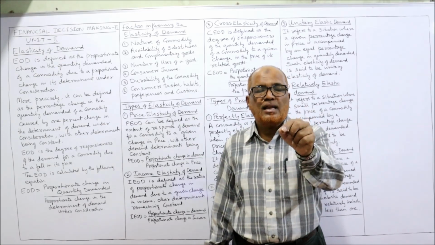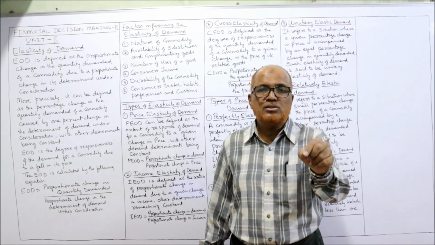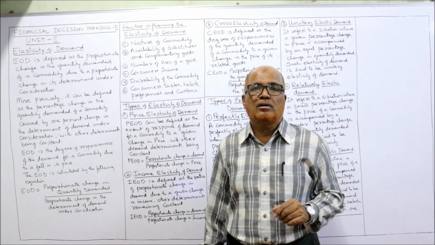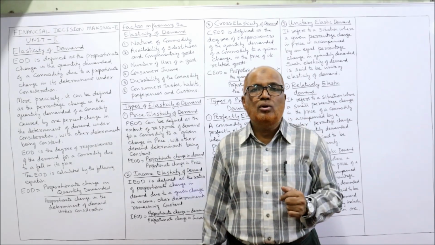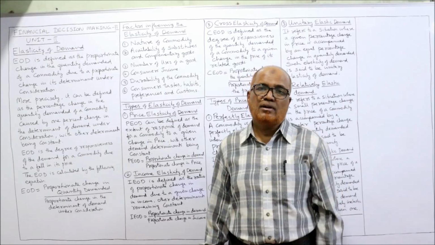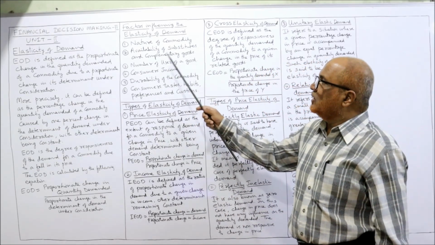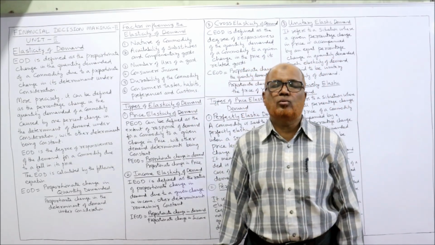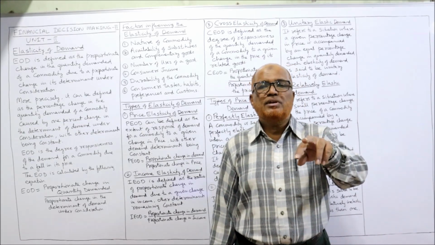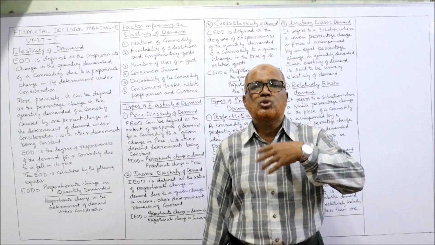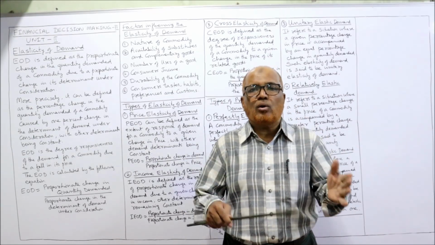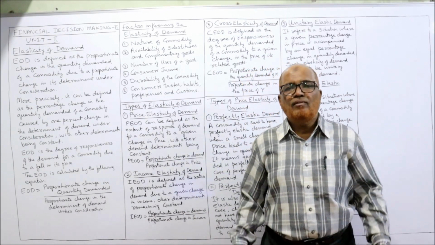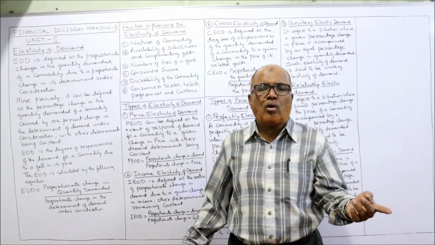So elasticity of demand depends on the nature of the commodity, whether it is an essential good, a luxurious good, or a comfort. Next one is availability of substitutes and complementary goods. Substitute goods means those goods in which we have a choice whether to take this good or that good. Example, tea or coffee are substitutes. We can consume either tea or coffee.